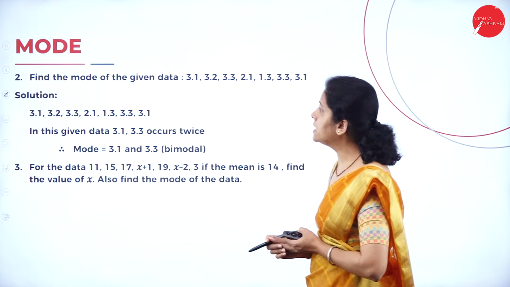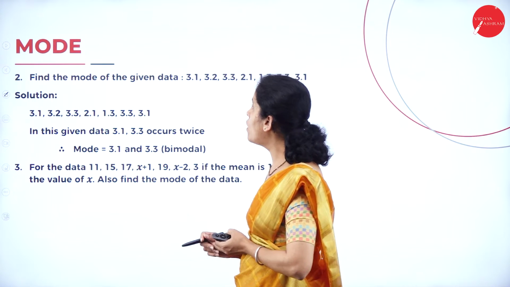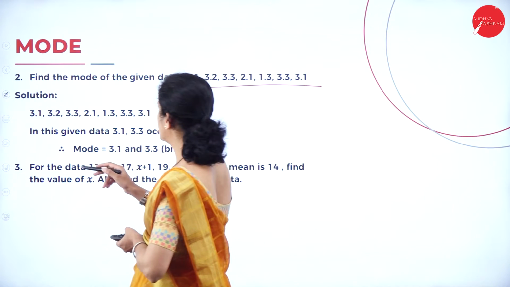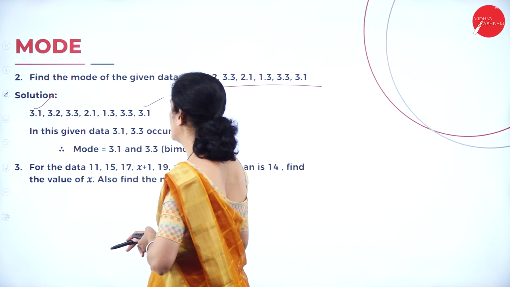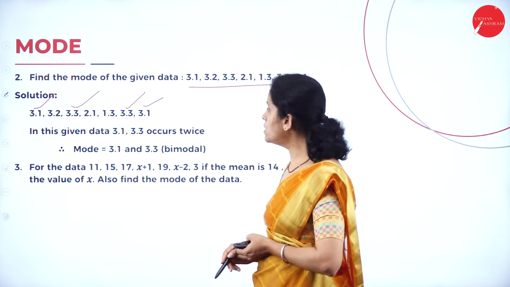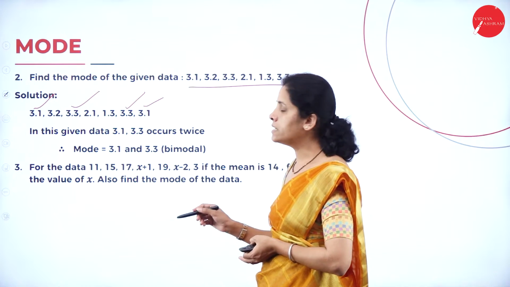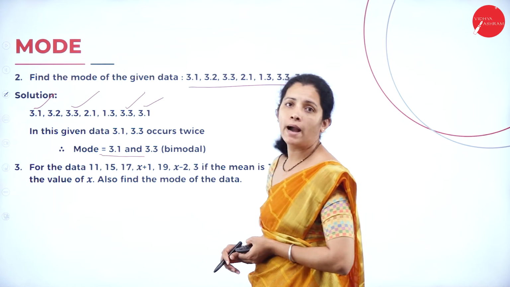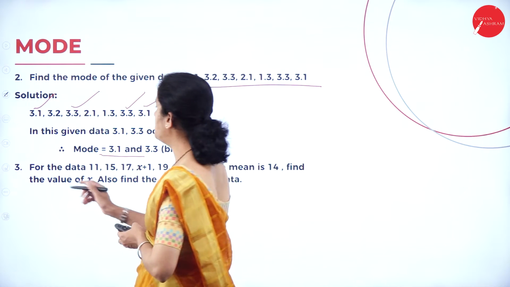Now dear student, let me consider another example here. Find the mode of the given data. See here, if I consider this one, 3.1 occurs twice and 3.3 occurs twice. So what is the mode? That is 3.1 and 3.3. See, if I have 2 modes, then it is bimodal. So dear student, let me consider another example here.